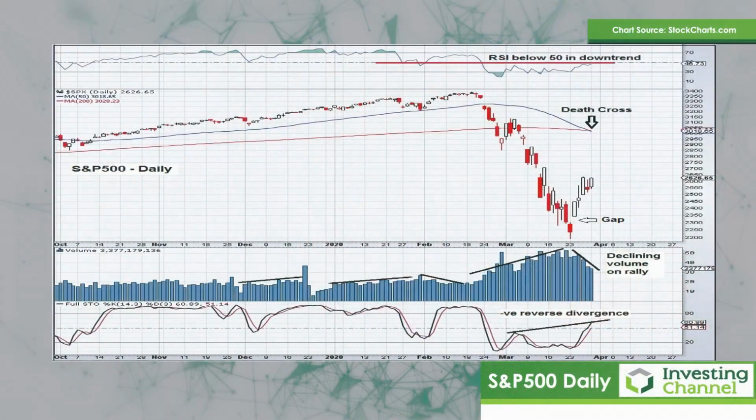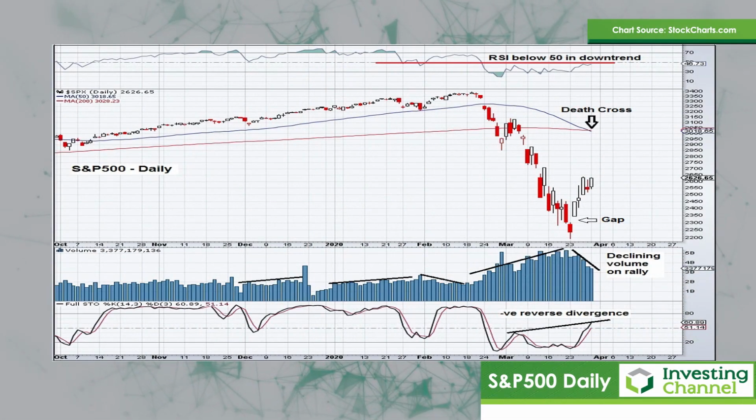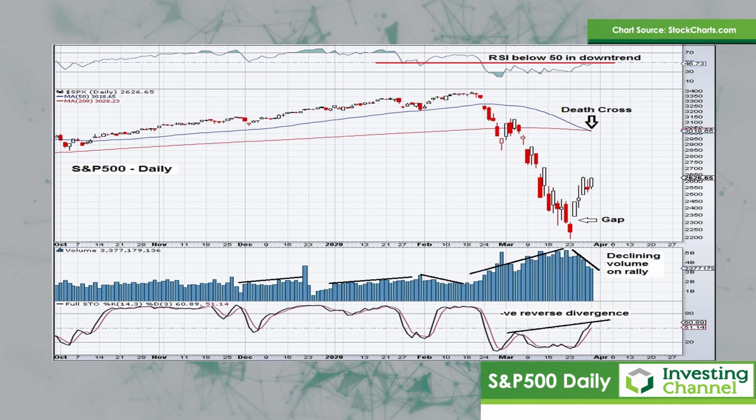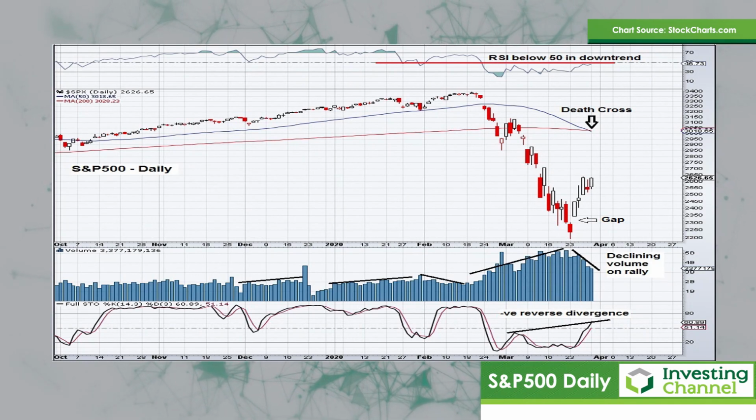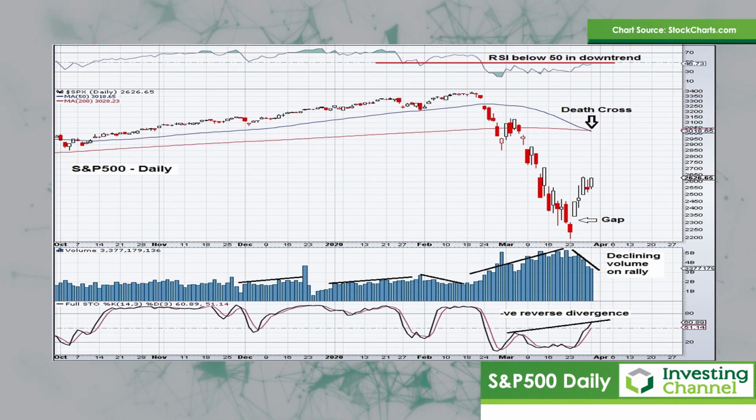The first chart that I've got today is a daily chart of the S&P 500, and there's a couple of things I'd like to talk about on this chart. Notice that we saw the big move up. We've now rallied 20% up off the recent lows on this market. So a very powerful bear market rally.